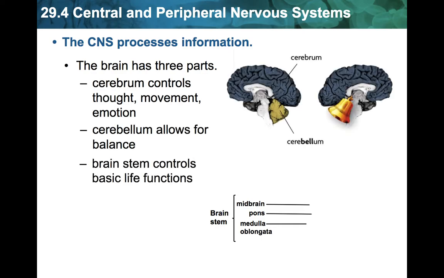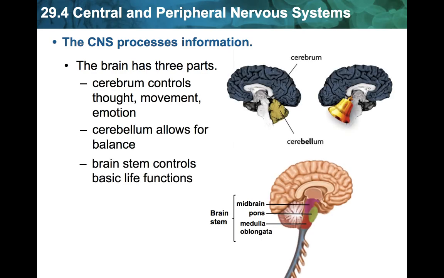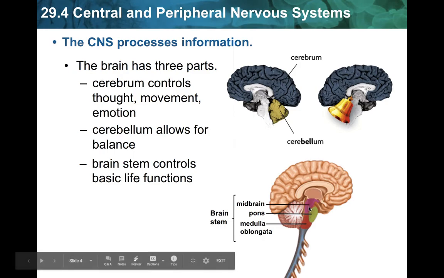All right, the CNS processes information. So now we're talking about the brain specifically. The brain has three parts. You have the cerebrum, which controls thought, movement, and emotion. Here's the cerebrum. And then you've got the cerebellum, which allows for balance. Here's your cerebellum. And then the brain stem controls basic life functions. This is our brain stem, at the very base of the brain.